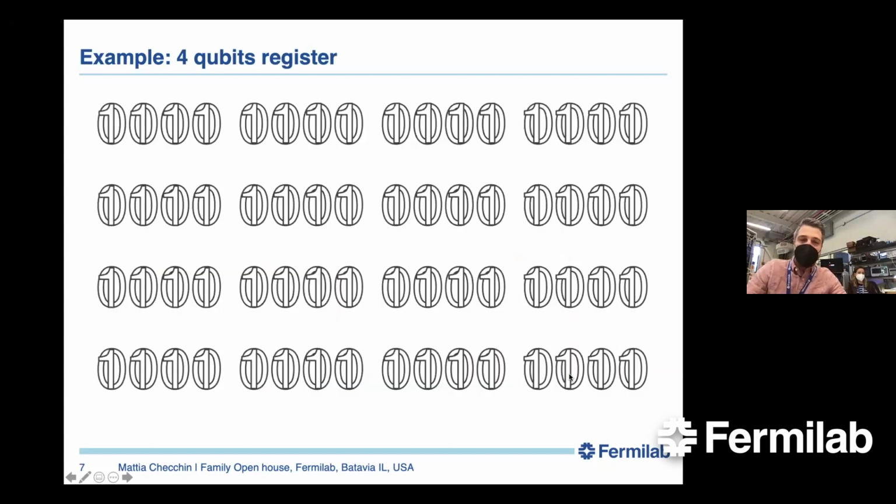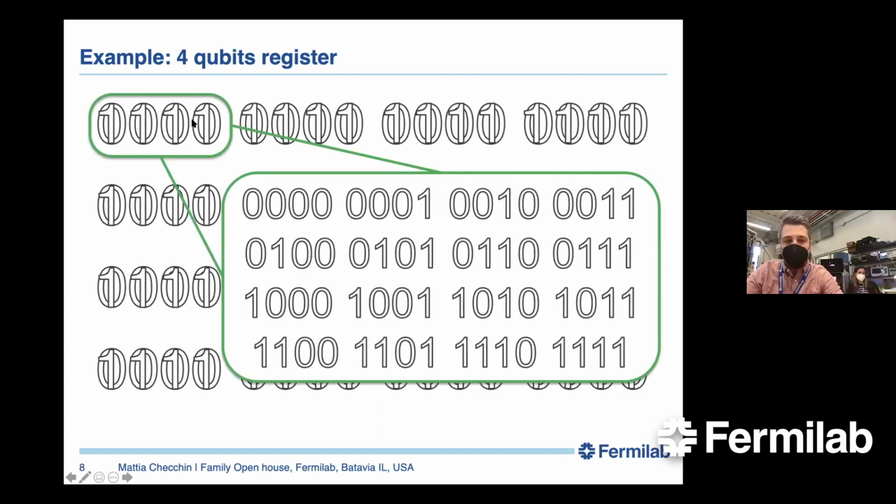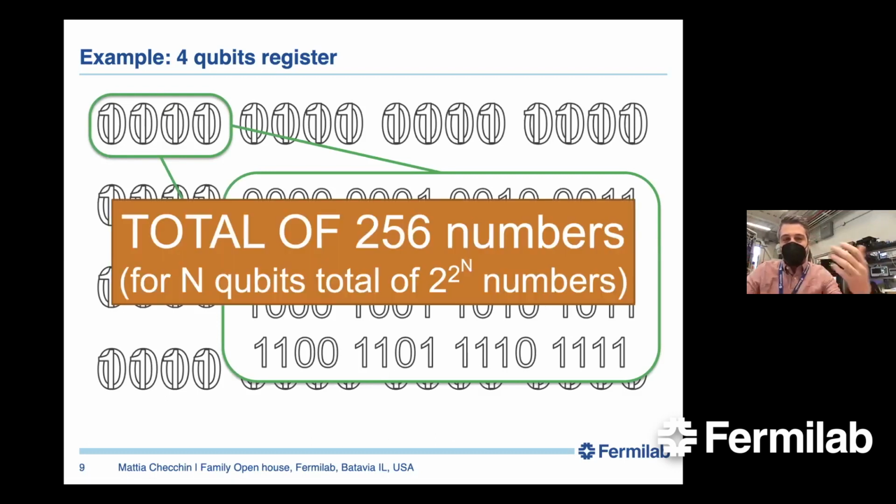So at this point, if I represent a quantum register composed of 4 qubits, you should imagine something like that. So we have 16 registers like this, where each qubit of the register can actually assume at the same time 0 value and 1 value. So you can then imagine that each of these registers can assume 16 numbers. And this means that a 4 qubits register can actually represent a total of 256 numbers. So if you do the math, this will be 2 to the 2 to the n, where n is the total number of qubits.